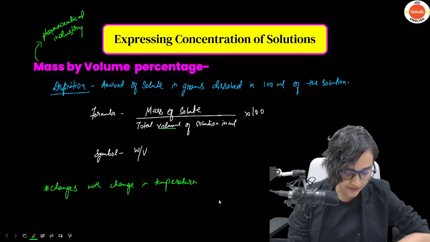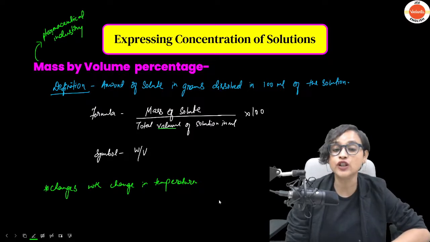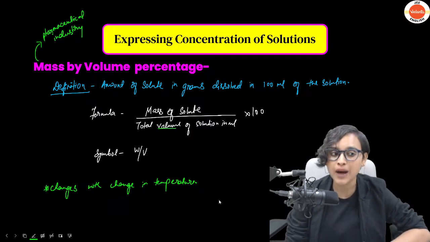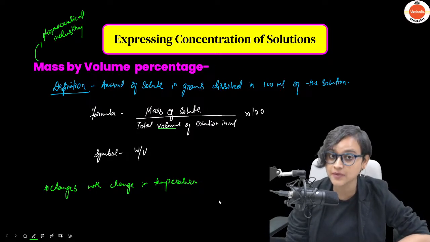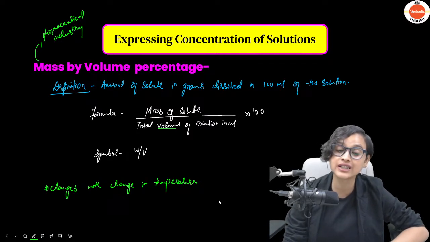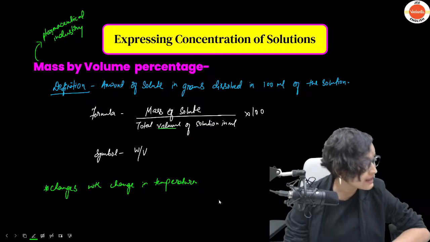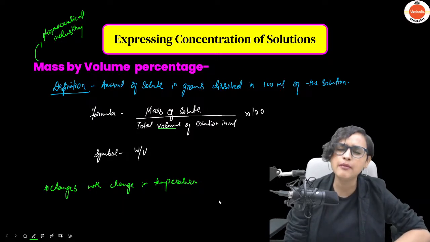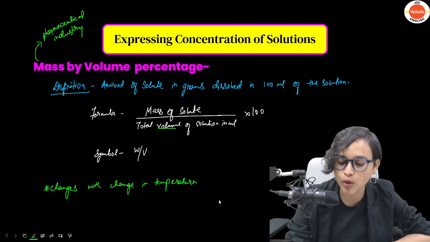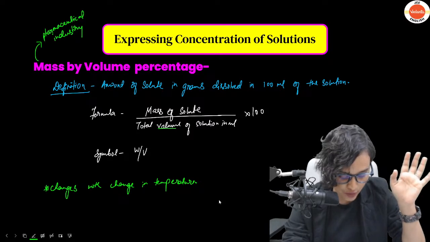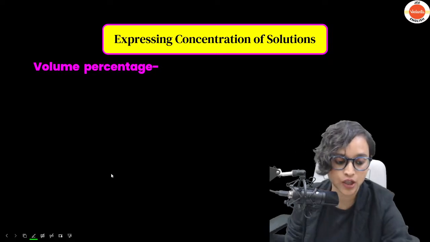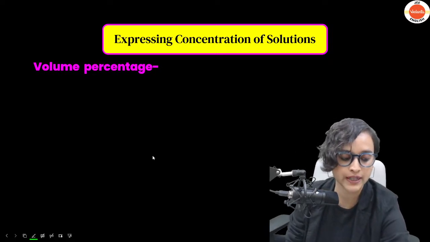Mass and weight are the same? No. In the first session of class 11th, I taught you very clearly that mass and weight are not the same. Mass is the amount of matter present in a substance, whereas weight is a force. It is mass multiplied by gravity. However, you will find many grown-up students swapping these two terms, but that's not right. Moving on, let's understand what is volume percentage.